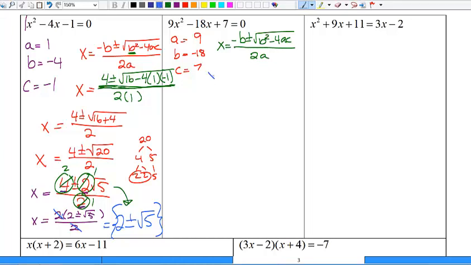Next, I'm going to carefully substitute all of that in, so x equals negative b. Well, b is already negative 18, so the opposite of b is actually positive 18 plus or minus the square root of b squared. 18 squared is 324 minus 4 times a, which is 9, times c, which is 7, all over 2 times 9. So the next step is to carefully do the arithmetic underneath the radical.